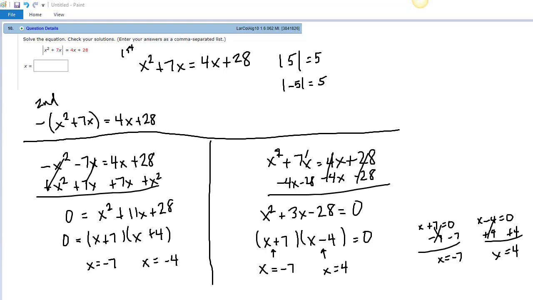So we get two answers that repeat in the two different scenarios. We got x equals negative 7, and here we also got x equals negative 7, so we just enter that one time. So negative 7, and then we have a negative 4 here, and then we have a positive 4. And those are our answers.